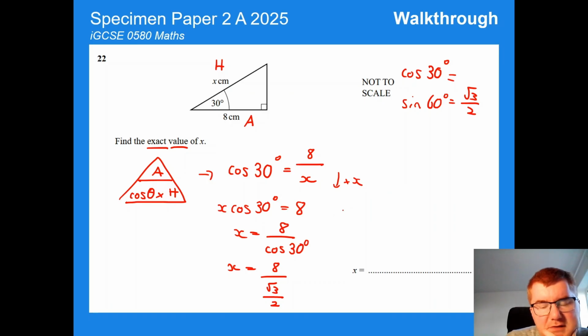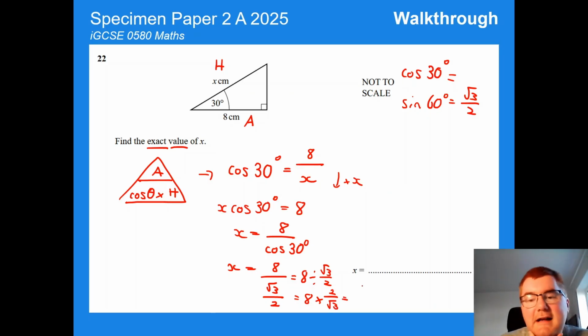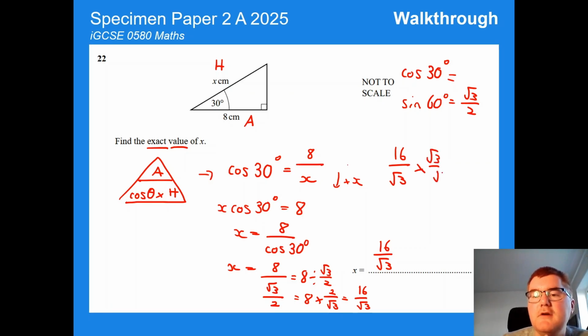Again, this is not the most tidy fraction in the world. You can think of this as divided by root 3 over 2, and this is the same as 8 times 2 over root 3. That gives me 16 over root 3. I'll be interested to see whether you can leave it like this, but generally you'd be expected to rationalize, so times top and bottom by root 3, which gives 16 root 3 over 3. So let's see how strict they are, but probably they're expecting 16 root 3 over 3.